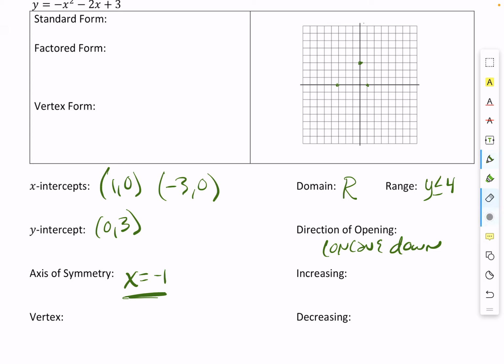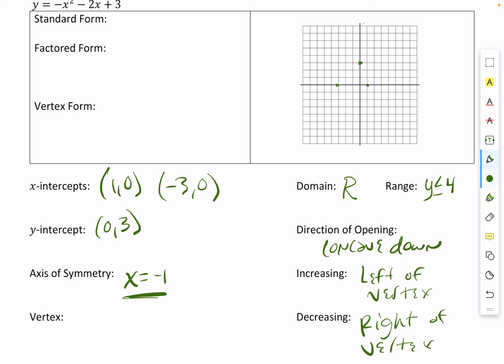Increasing, is it left or right of the vertex? Left of vertex, right of vertex. Vertex. Morgan. -1, 4. Perfect. -1, 4.